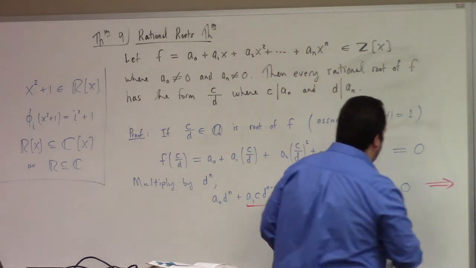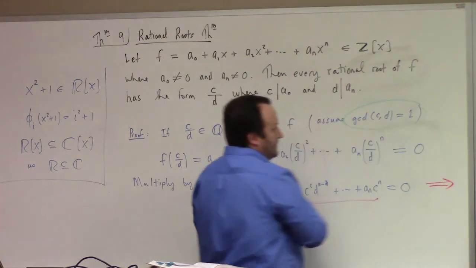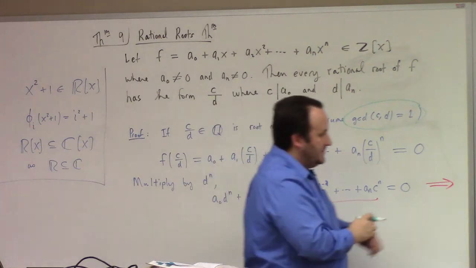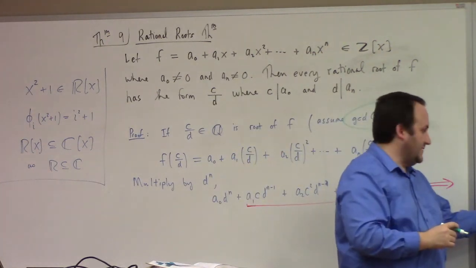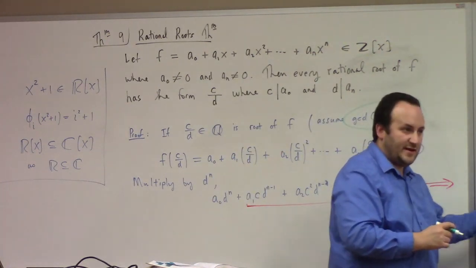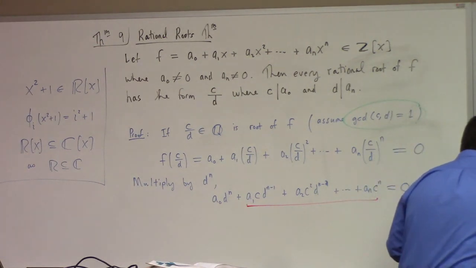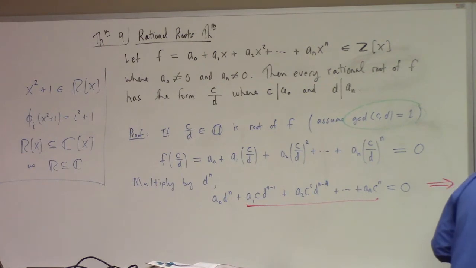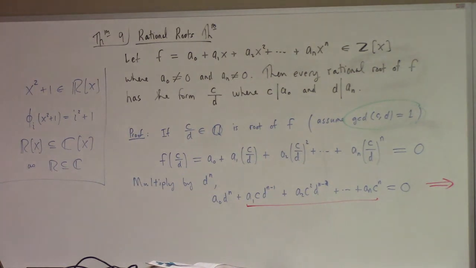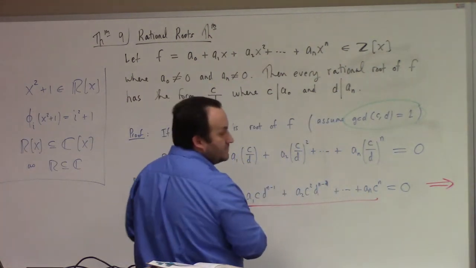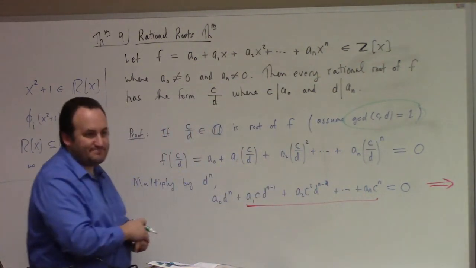But we assumed this, right? Which means that d can't divide c to the n. So if d divides this product, it has to be dividing a sub n, right? D divides an, and c divides a naught, as the greatest common divisor of c and d is 1. Oh, and that's the rational roots theorem.